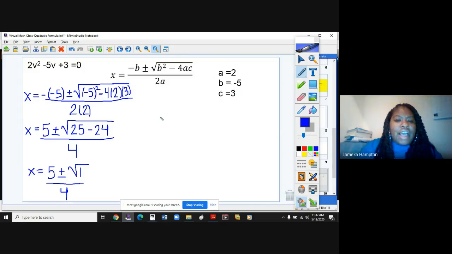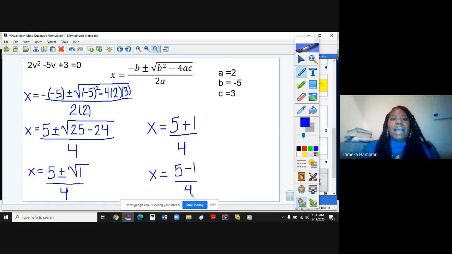Okay, so what I have here is this. I've gotten rid of my square root sign, or the radical sign. That's really what it's called. But either way, I've gotten rid of it. So that's what you want. So I have x is equal to 5 plus 1, and that is over 4. And then I have x is equal to 5 minus 1 over 4.